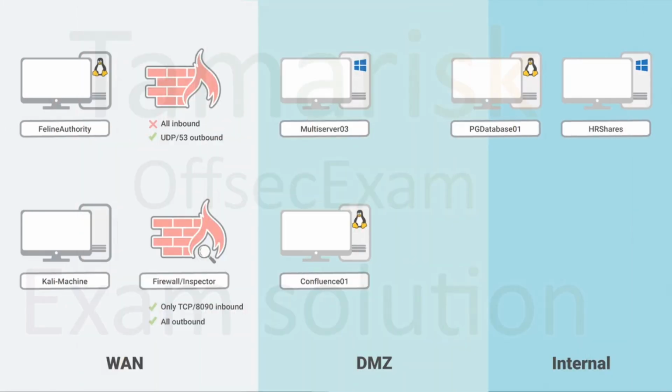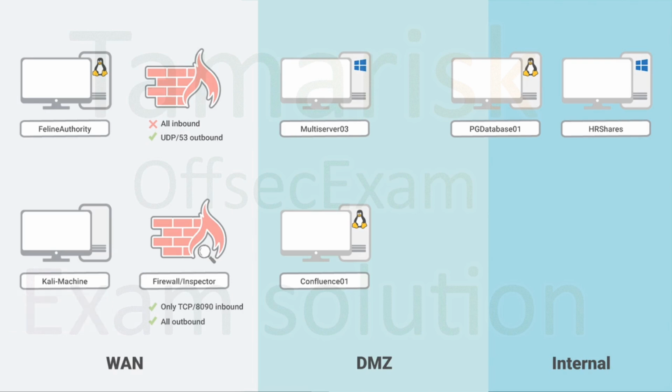In this scenario, we have a new server, FELINEAUTHORITY. This server is situated on the WAN alongside our Kali machine. This means that MULTISERVER3, CONFLUENCE1, and our Kali machine can route to it, but PGDATABASE1 and HRSHARES cannot. FELINEAUTHORITY is registered within this network as the authoritative name server for the feline.corp zone.